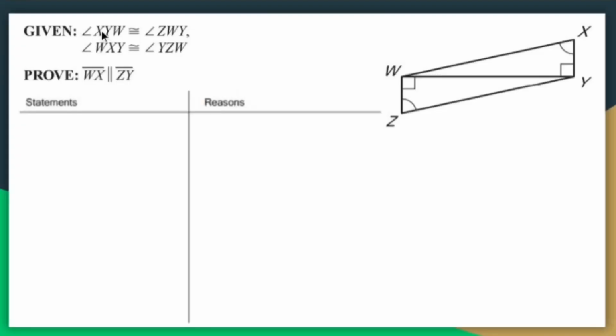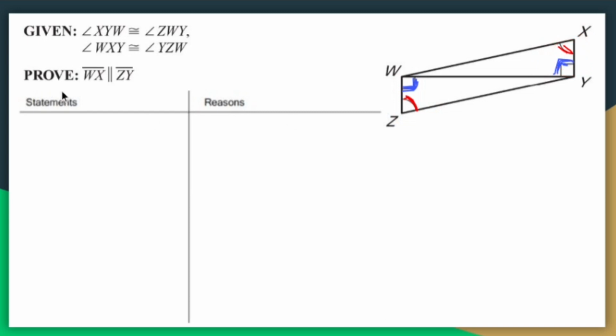Given angle XYW is congruent to that angle. I don't know why it just doesn't say that they're congruent. Why did it have to give me the right angles? But oh well, they're right angles. Also, we're told that this side and this side are congruent.